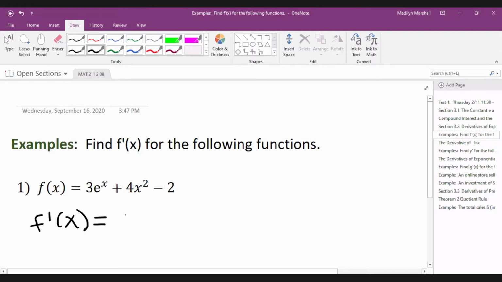Would it be 3xe for the first one? Nope. What is the derivative of e to the x? The same as f of x. So it's exactly the same. It is exactly the same, yes.